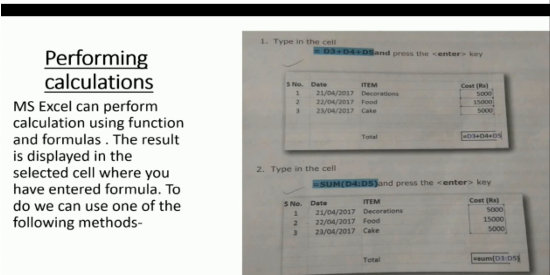When a formula is entered in a cell, it is also displayed in the formula bar, and after that you can press the enter key and it will calculate this. And the second method is you can also put the function equal SUM of D3 to D5. It means sum of D3, D4 and D5, and when you press the enter key, it calculates automatically.